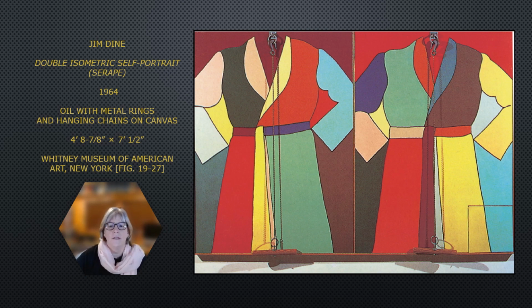This painting is titled Double Isometric Self-Portrait. Bathrobes and neckties were seen as self-portraits for Dine. Here we see two bathrobes in bold, flat colors in a confident stance. A robe, a bathrobe, or dressing gown, as it is sometimes called, makes dignity possible between a state of usual dress and undress. It can be viewed as being intimate and formal.